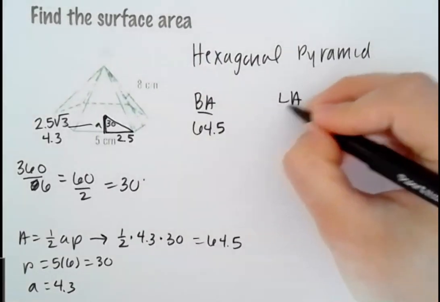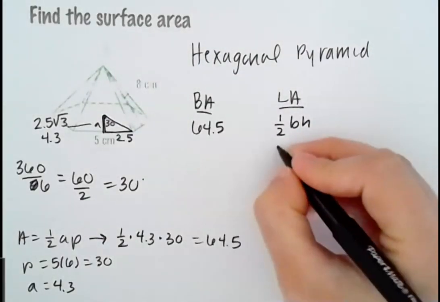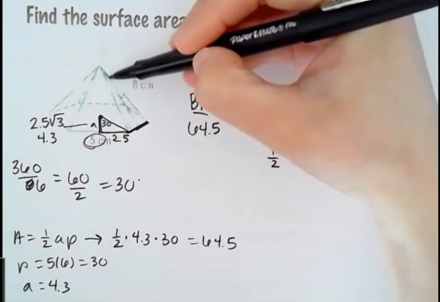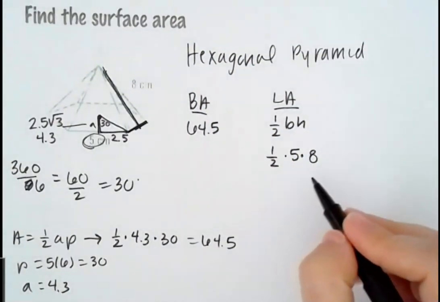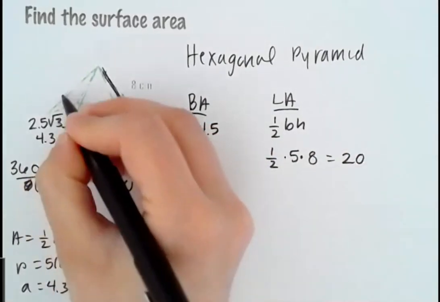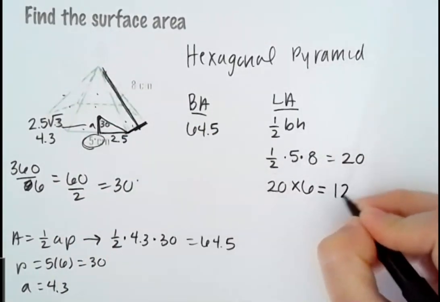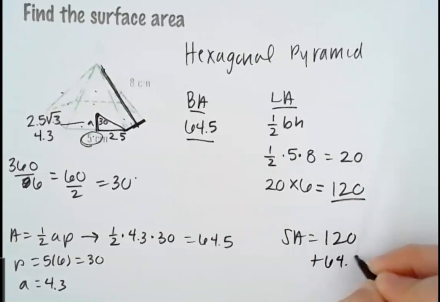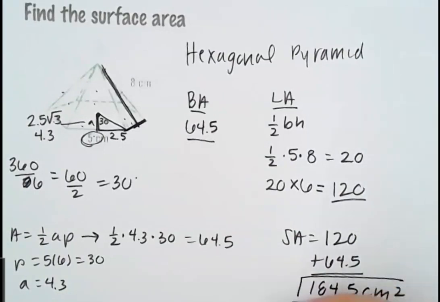And now our lateral area is just made up of triangles, right? So the formula for a triangle is half base times height. What is the base of this side? Well, it's 5. And now what is the slant height of that pyramid? It's 8. So half of 5 is 2.5. 2.5 times 8 is 20. Now, how many triangles make up that pyramid? Or aka, how many sides does the base have? Well, it has 6. So 20 times 6 equals 120. So our total surface area, 120 plus 64.5, is 184.5 centimeters squared.